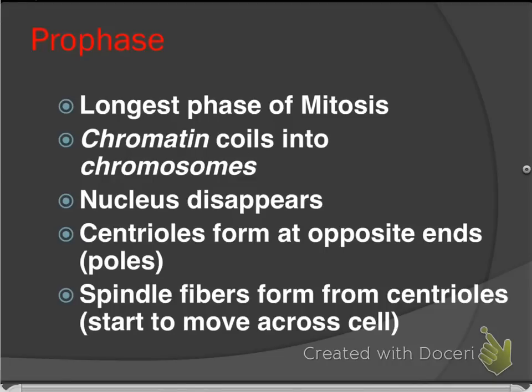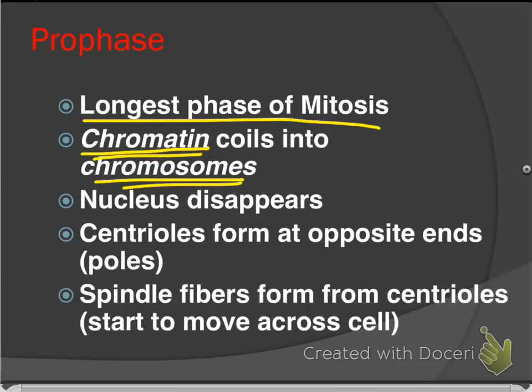So this is the longest phase of mitosis. Chromatin, there's another vocab word, coils into a chromosome. And the nucleus disappears. In order for the cell to divide, the nucleus can't be holding everything inside of it still. And then something called a centriole forms at the opposite ends, or they're also called poles. And then spindle fibers. These fibers are very important because they are what pull the chromosomes apart during division. And you'll get to see all of these things in the microscopes.